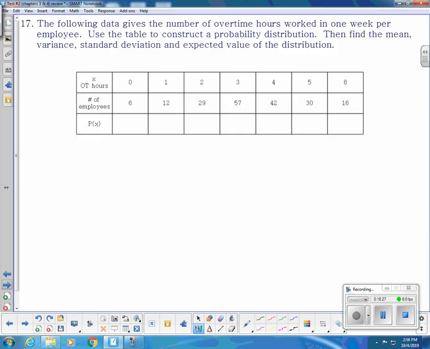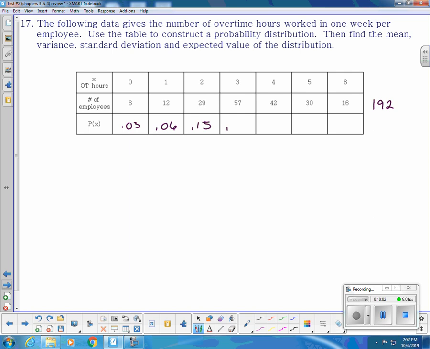All right, number 17. This is the last question. So you have to total the number of employees you have here. You add up the number of employees, there's 192. Then you need to find the relative frequency, which, by the way, is the probability of each of the number of types of overtime hours. So 6 divided by 192 is 0.03. 12 divided by 192, 29 divided by 192, and so on.